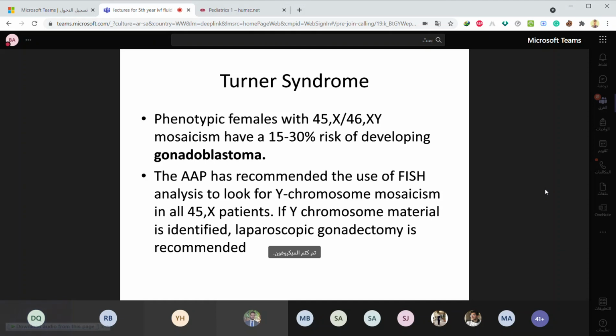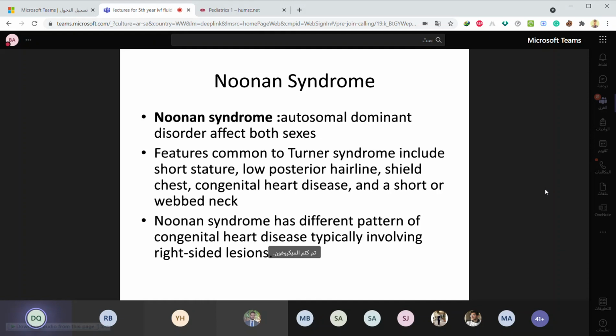They also have a chance to develop gonadoblastoma. The American Academy of Pediatrics has recommended the use of FISH analysis to look for Y chromosome in all 45,X patients. If Y chromosome material is identified, laparoscopic gonadectomy is recommended. They could have a Y chromosome not detected during karyotyping, so they are at risk for gonadoblastoma. So we do a FISH study to know if there is a Y chromosome, and if the Y chromosome is detected, we have to do gonadectomy to prevent gonadoblastoma.